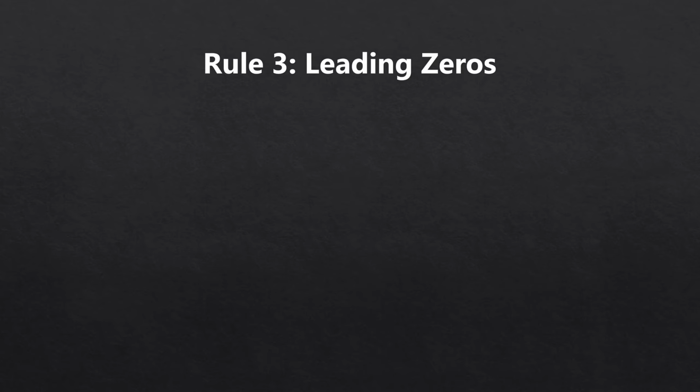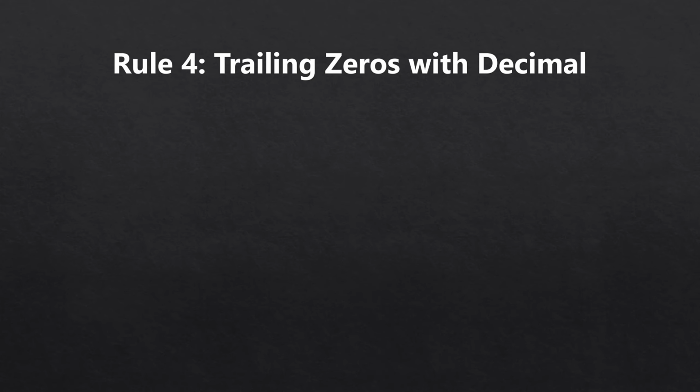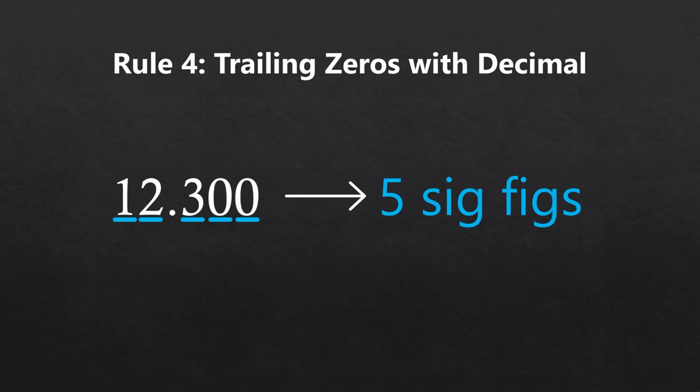Third is that zeros in front don't count. They're just placeholders. So a number like 0048 only has 2 significant figures. Fourth is that zeros at the end do count, but only if there's a decimal. That's why a number like 12.300 has 5 significant figures. Those zeros at the end help to show precision.